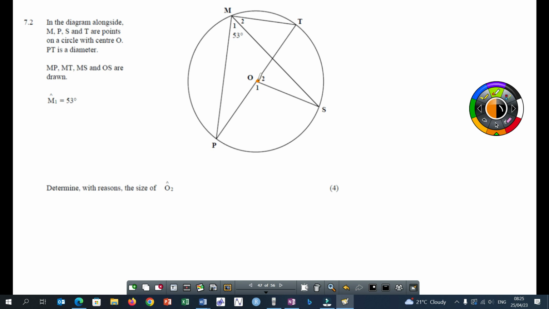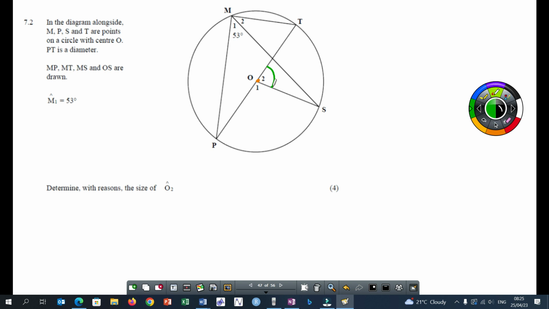Okay, it will only become a triangle if you join point P to point S. I'm not sure how you did the question, but whichever way you did it, hopefully you used the correct geometry concepts. In my case, I want to calculate angle O2. This is O2. Angle O2 and angle O1 are angles on a straight line. So if I want to determine O2, I have to determine O1 first.